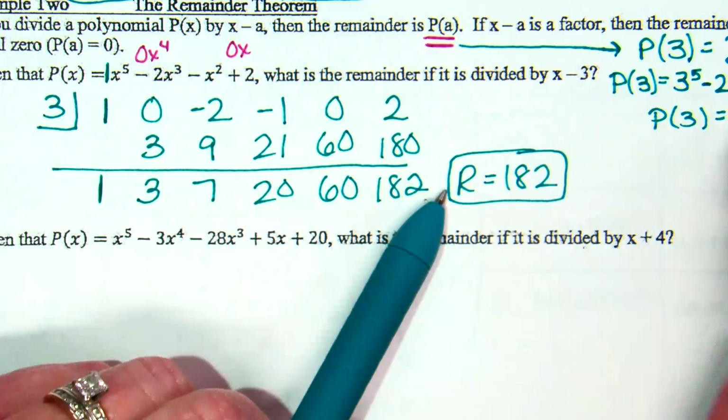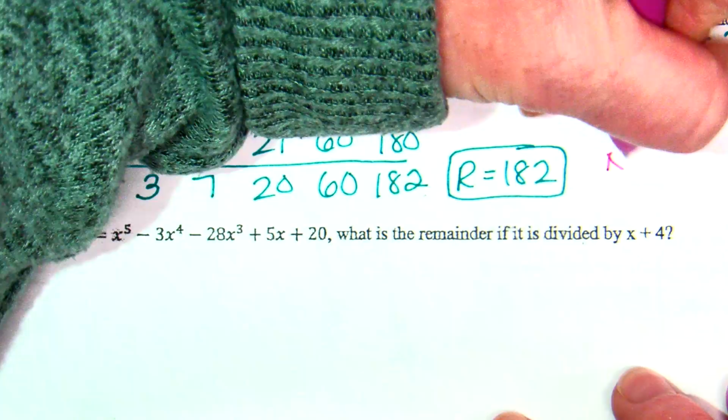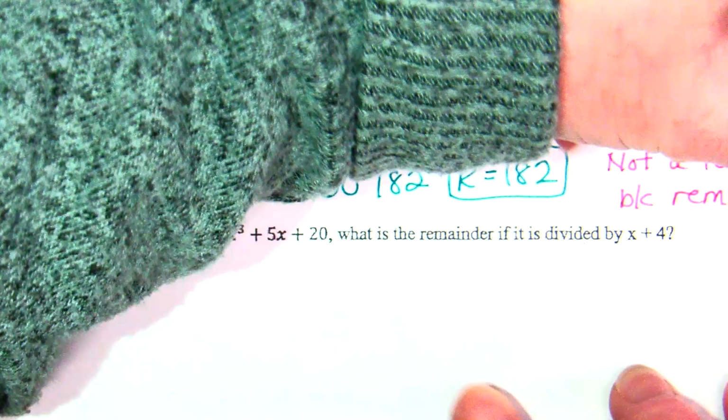Now, here's what I want to talk about real quick. If you're asked, is x minus 3 a factor of that? When is something a factor? When the remainder is 0. So would this be a factor of the original one? No. And you will be asked that in homework. Okay? So I'm just going to comment here that this is not a factor. And it's not a factor because the remainder does not equal 0. Okay, so I wanted to talk about that real quick because you will be asked that in homework.